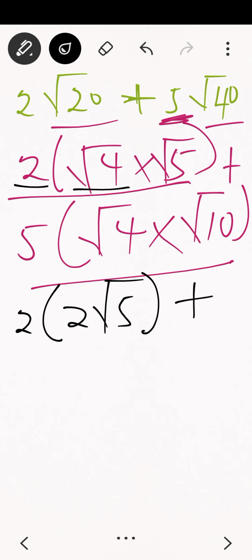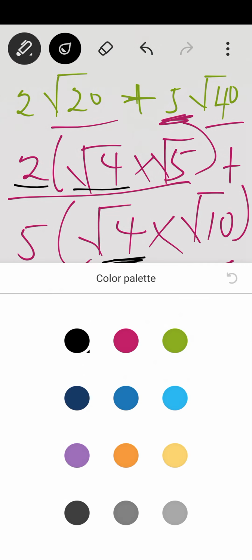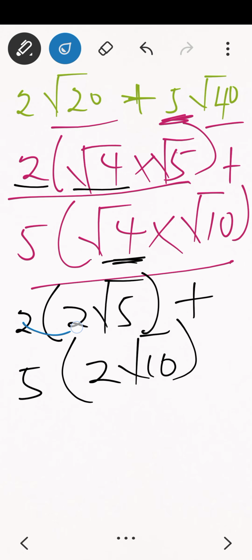Plus, let's come out here and see what we have. What we have here is that we have 5 outside. Then inside here, root 4 will give us 2, then root 10 is still root 10 because we can't do anything about that. Now what we are left with is taking 2 against 2 and 5 against 2, because what we have here is a constant. It's a constant that should multiply a constant. We don't have any root 5 in the outside term, neither do we have root 10 in the outside term.